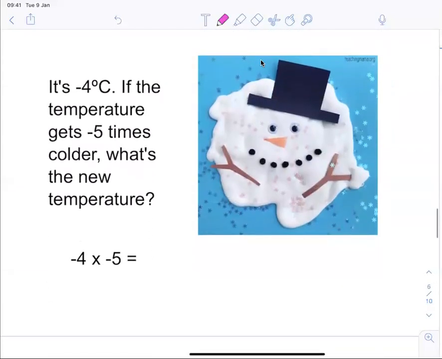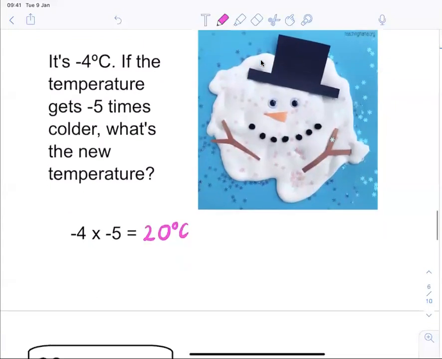And finally, here's my snowman. It's had a bit of a bad time. It's -4 degrees. And if the temperature gets -5 times colder, what's the new temperature? Well, in this scenario, remember what we said, if we do times by -5, then it's almost a bit like reversing the answers. So -4 times -5 will actually give us 20 degrees centigrade.